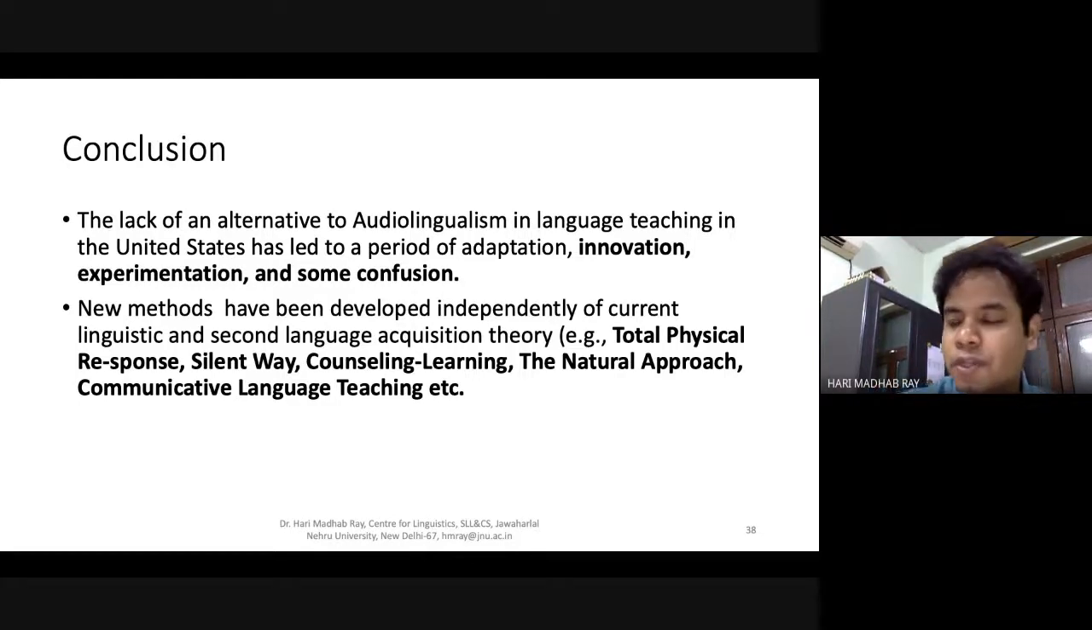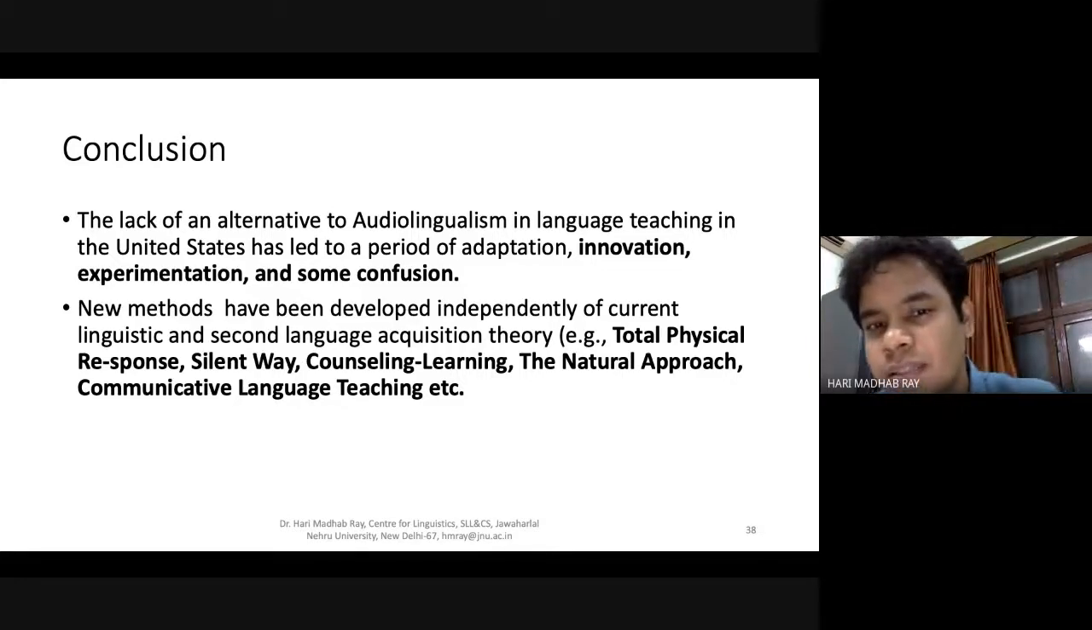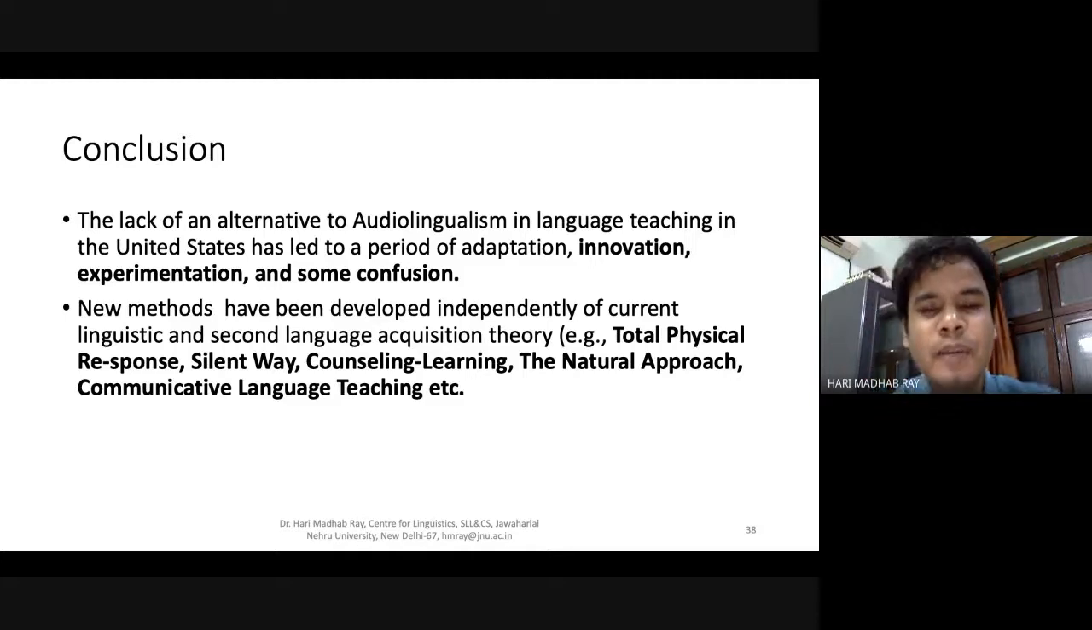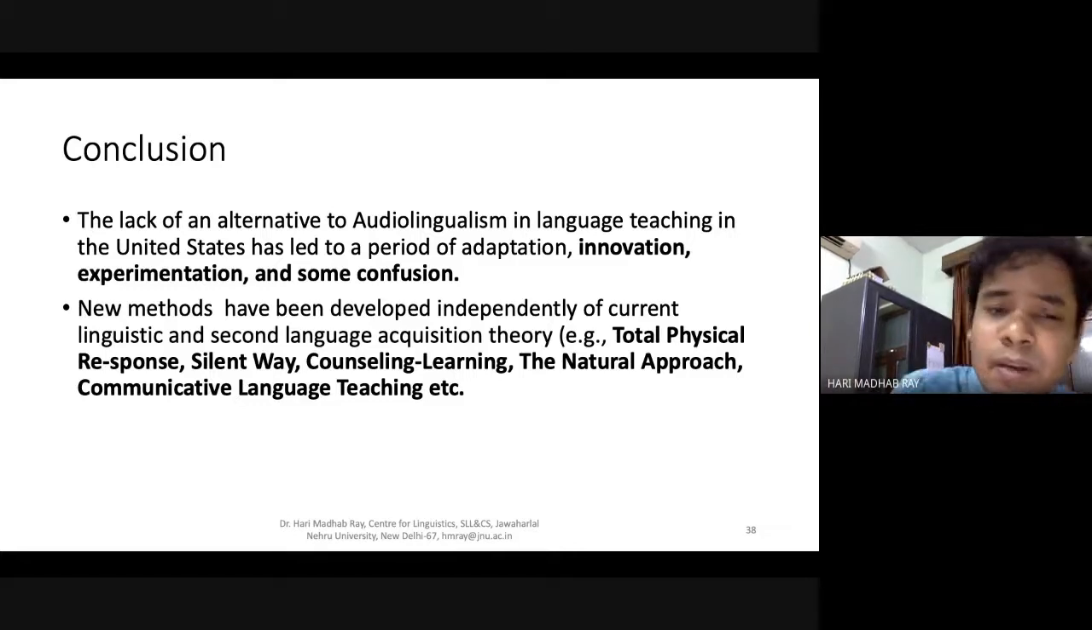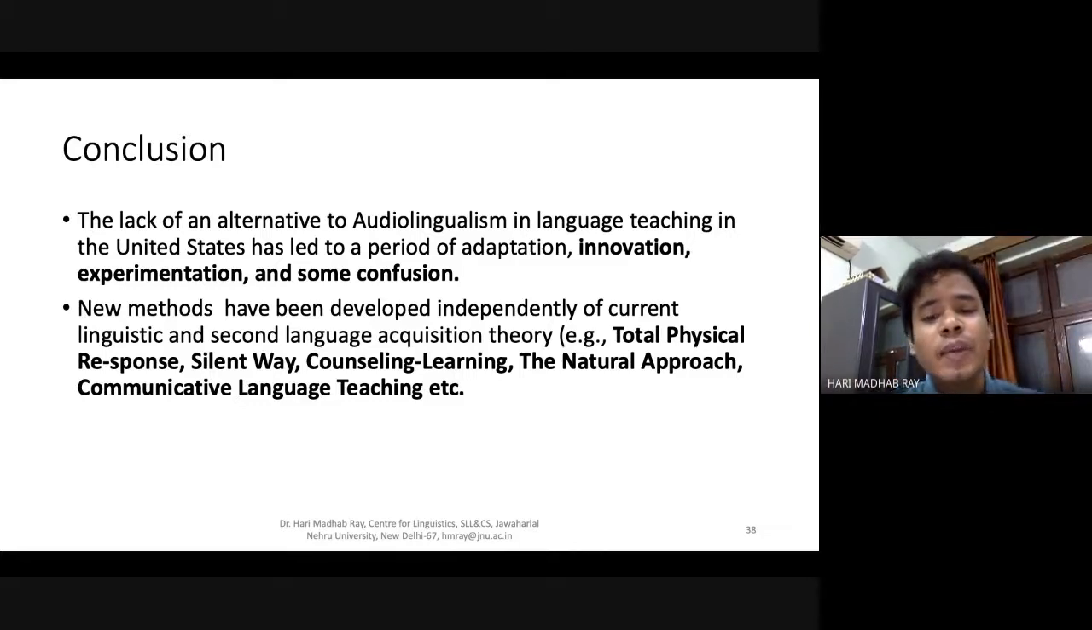And confusion is good. People say that I am confused. I say that confusion is really good. If you are confused, that means one day you will come up with something better, you see, new ideas maybe. If you are not confused, then you do not have any straightforward answer to any problem for that matter. If someone is giving you a straightforward answer to any problem, it's not a problem basically, in my understanding, you see. So new methods have been developed independently of current linguistic and second language acquisition theory.